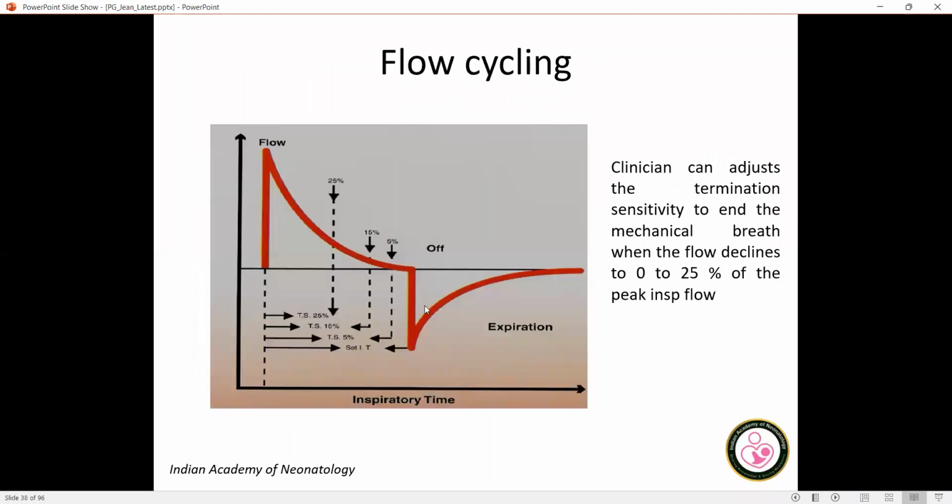This is how we are choosing a certain point. Here the flow is coming down from 25 to 5%. We can choose 25% or 15% or 5%. Depending upon the chosen point, the ventilator will change from inspiration to expiration when the flow is reduced to that amount. So if we choose 25% flow cycling, the ventilator will switch over to exhalation when 25% of the peak inspiratory flow rate has been reached.